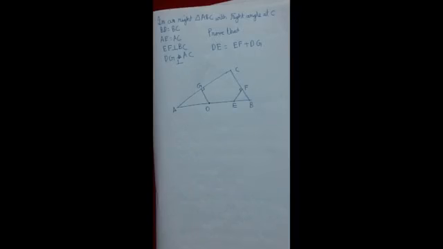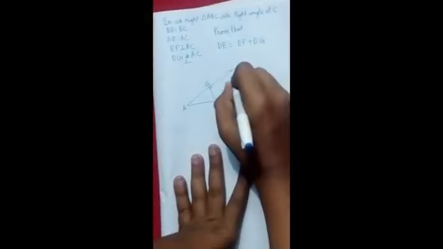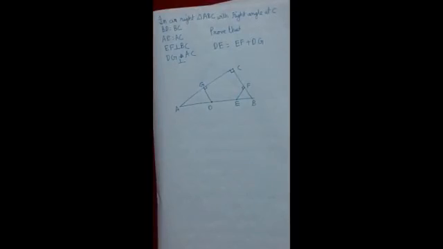This is my third question. It says, in a right triangle ABC with right angle at C, BD is equal to BC, AE is equal to AC, EF is perpendicular to BC, and DG is perpendicular to AC. You have to prove that DE is equal to EF plus DG. Pause the video and try it out. I will wait a few seconds now, and then start the solution.